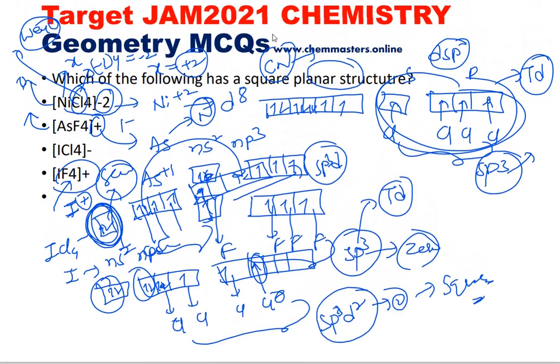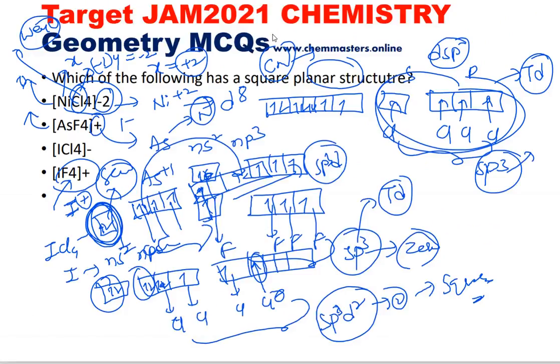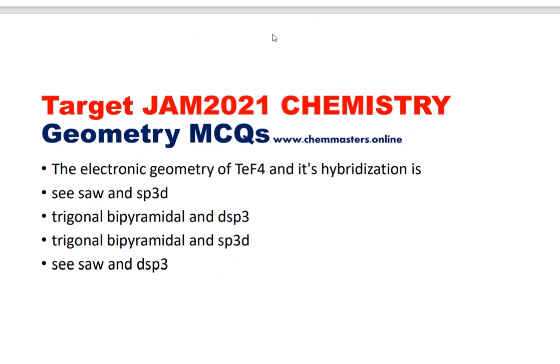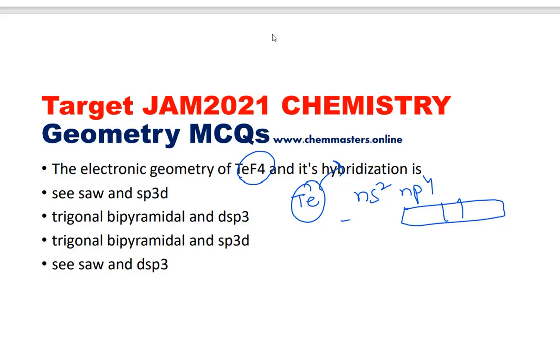And the next question, oh sorry, wait, the electronic geometry of tellurium tetrafluoride and its hybridization is. So just look at the tellurium, which belongs to the oxygen family with valence electronic configuration ns2 np4. So two electrons here and four electrons are filled up like this.